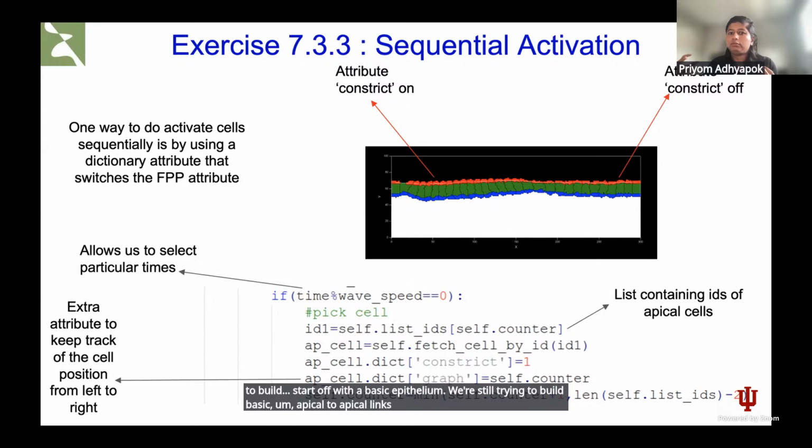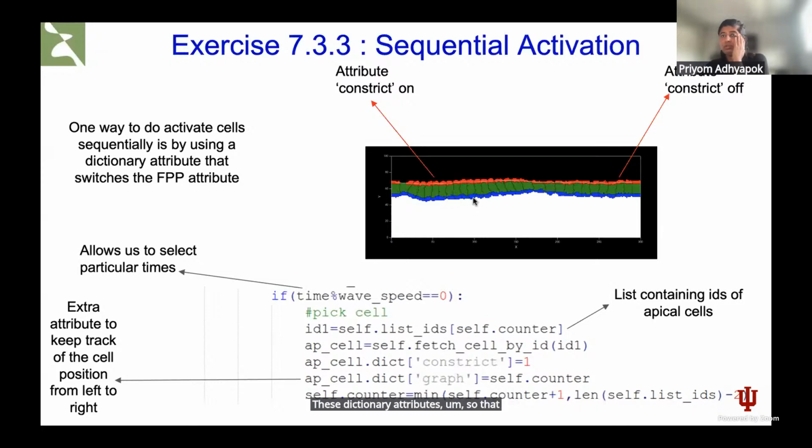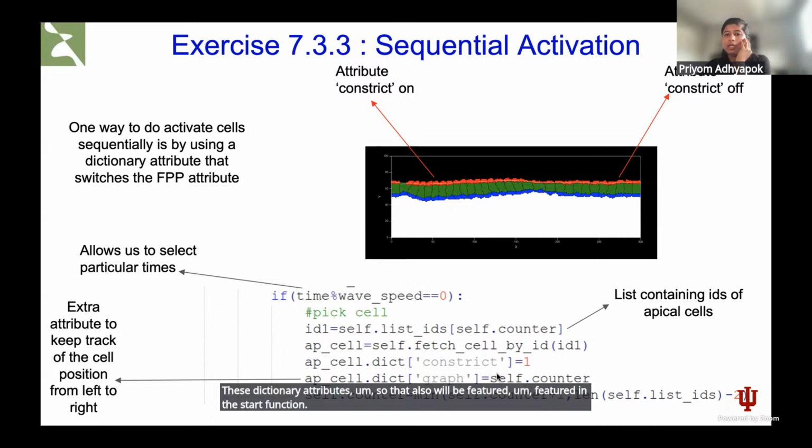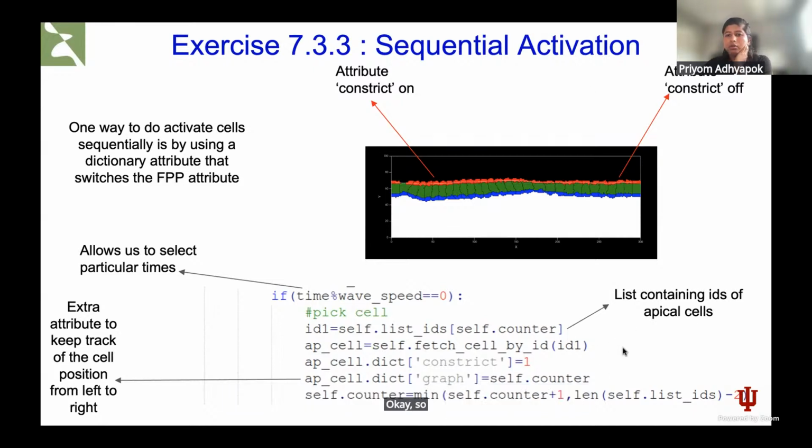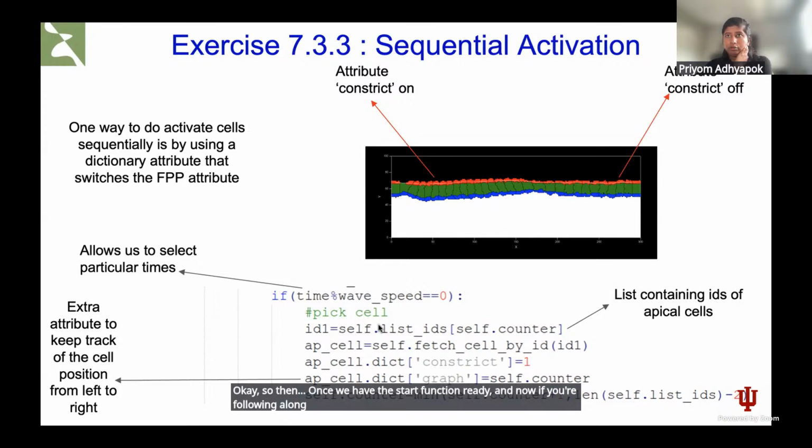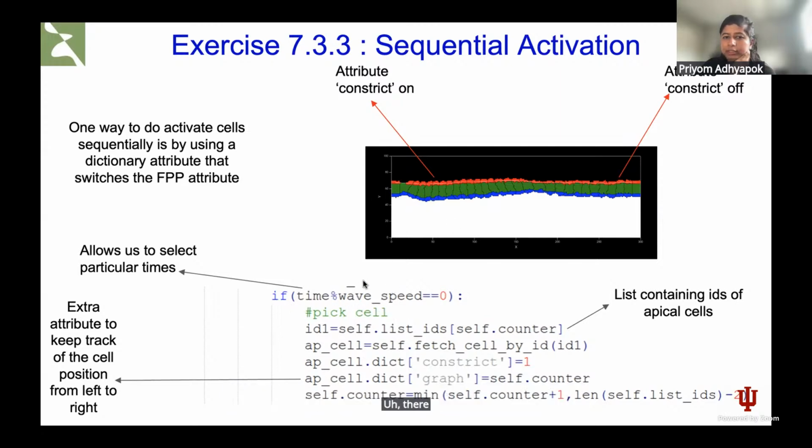But additionally, we also want to incorporate these dictionary attributes, so that will also be featured in the start function. Okay, so once we have the start function ready, and if you're following along, this chunk of the code, which is in the steppable file at lines 74 to 80, has that variable that I was telling you about, wave speed.